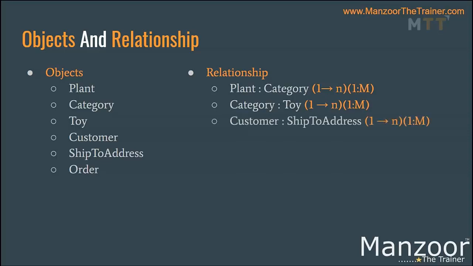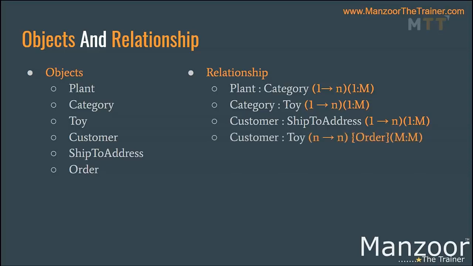Next, customer and ship to address. One customer has multiple ship to addresses as per our requirement, but one ship to address cannot belong to multiple customers. This is as per our requirement, but in real time it can be a many to many relationship also if the requirement is different, because multiple customers can send orders to the same ship to address. That is also possible, but for our requirement we are taking it this way.